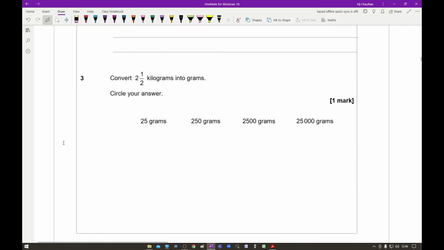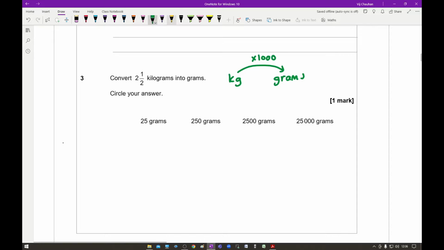Moving on to question 3, we've got another conversion question. So it's to convert 2.5 kilograms into grams. Now to convert kilograms into grams, all we need to do is multiply by 1000. The reason for that is because there are 1000 grams in a kilogram.